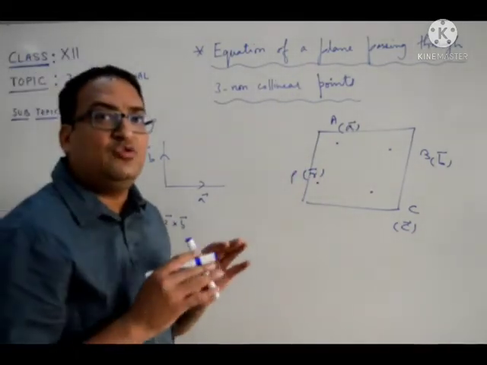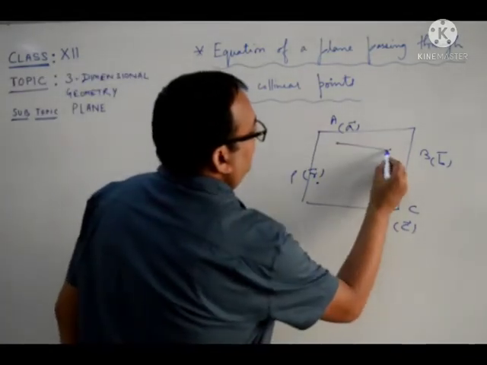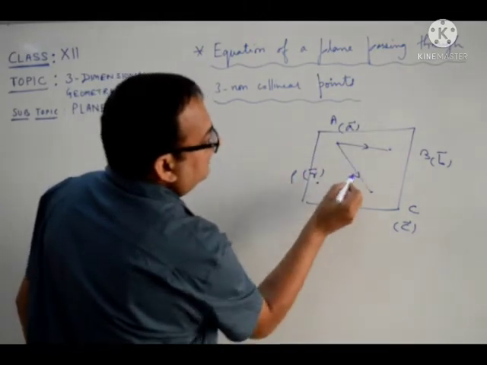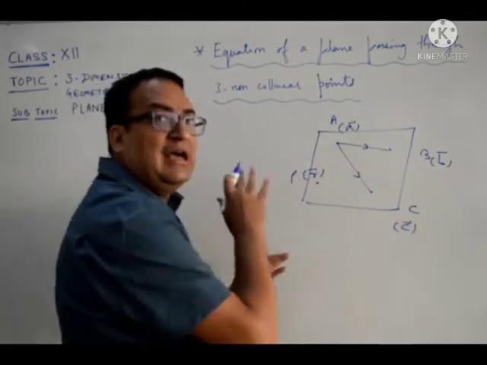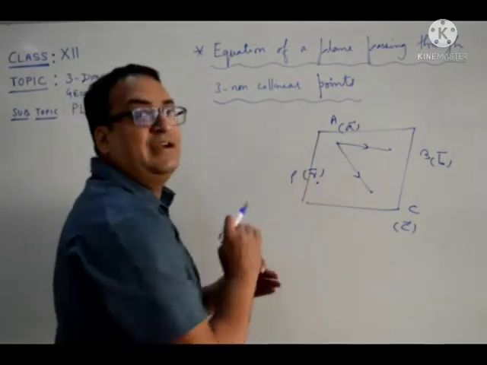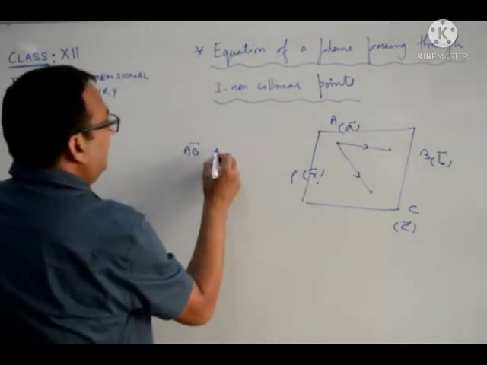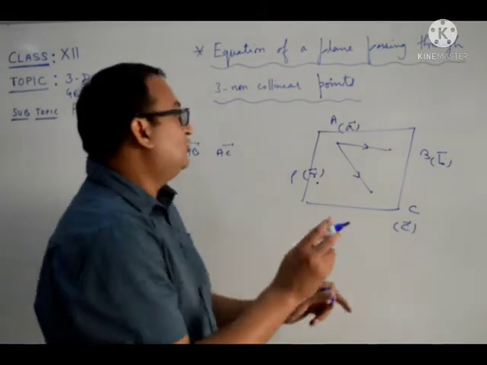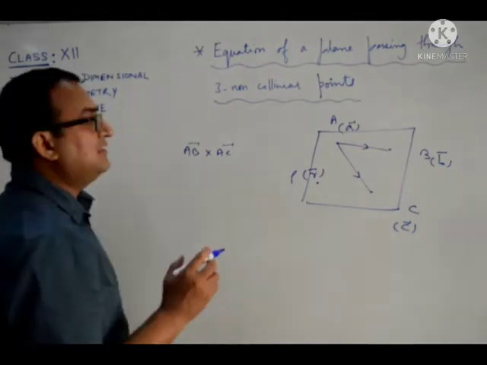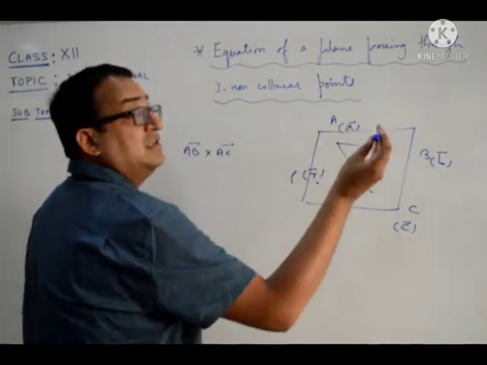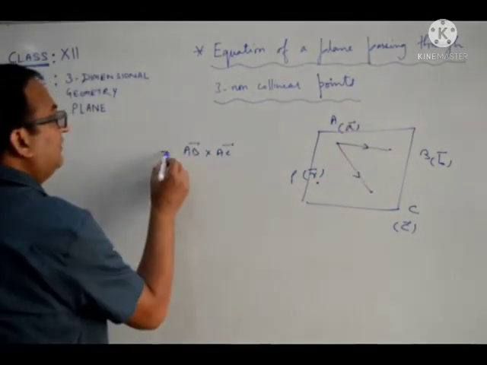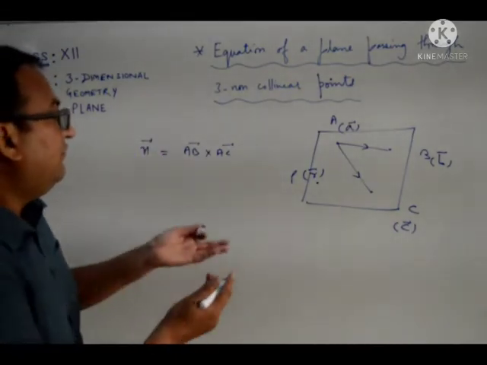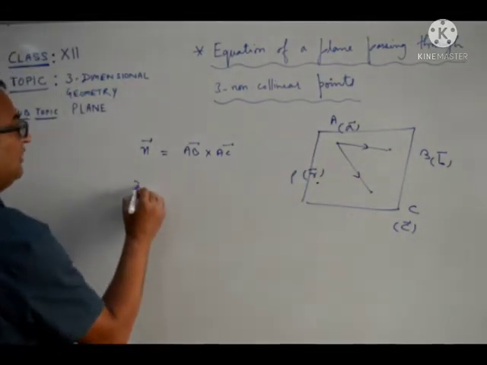So for that we will need 2 vectors, this vector and this vector. Since A, B, C lie on the plane, the AB vector and AC vector, these 2 vectors will lie on the plane. So when I take the cross product of these 2 vectors, I will get a vector which is normal to the plane. So this vector can work as a normal vector for me, and we can use any point, say A.